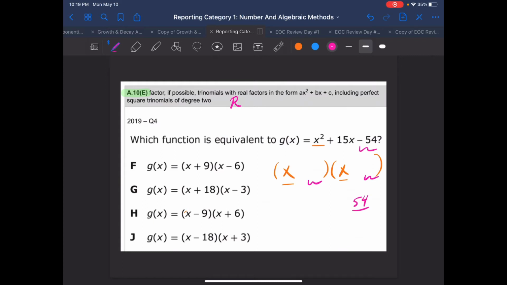Factors of 54 are 1 and 54, 2 and 27, 3 and 18, 6 and 9.